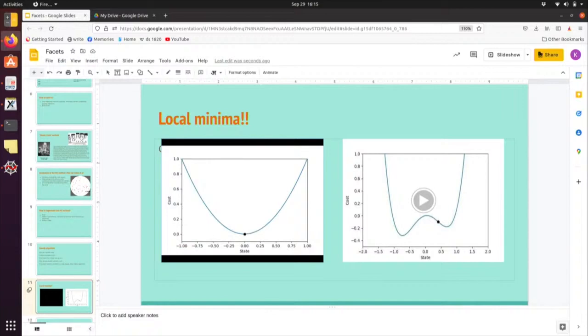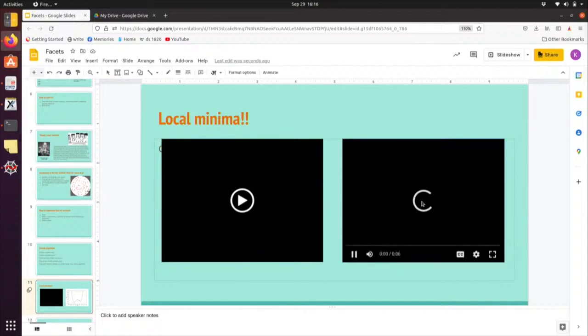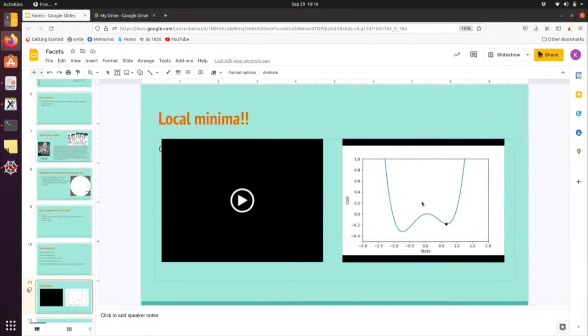But the moment you have a slightly more complicated cost function, like this one over here, it has two minima, and the two minima are not equivalent to each other. They don't have the same cost. The one on the right here has a higher cost than the one on the left. So, do you think this greedy algorithm will work for this case?